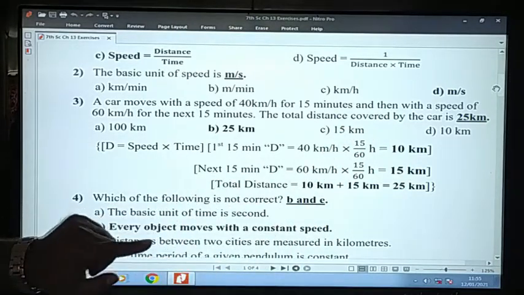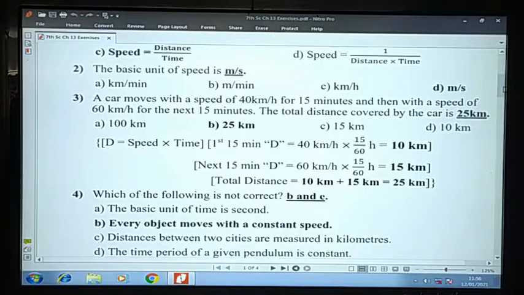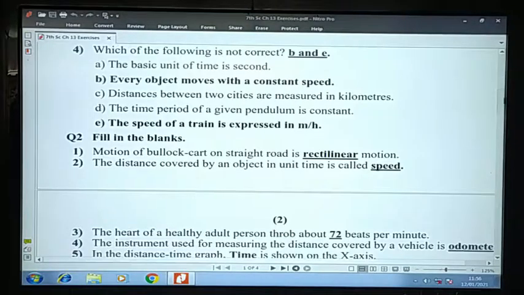Now add 10 plus 15, that is 25 kilometer. So you will get the answer as 25 kilometer. Now this one, okay, fine. This is simple.